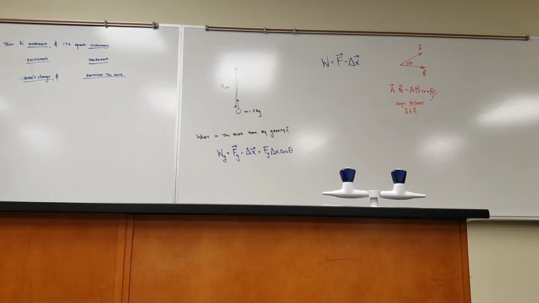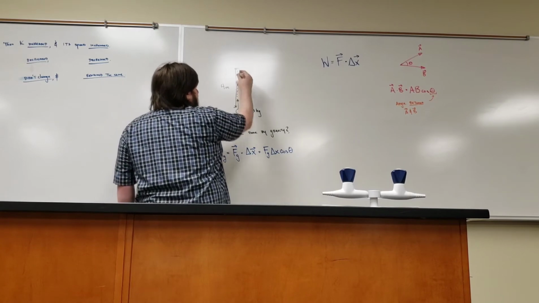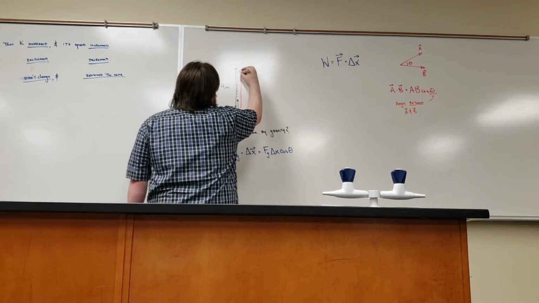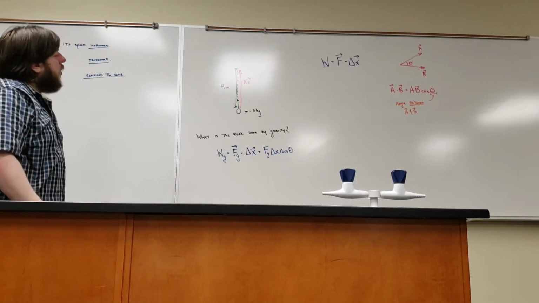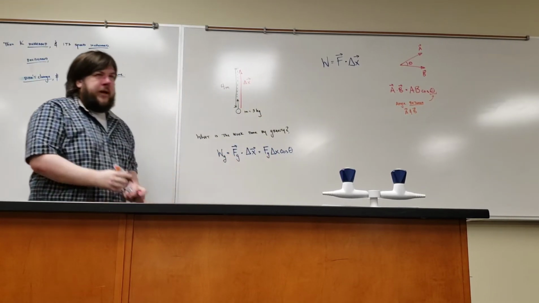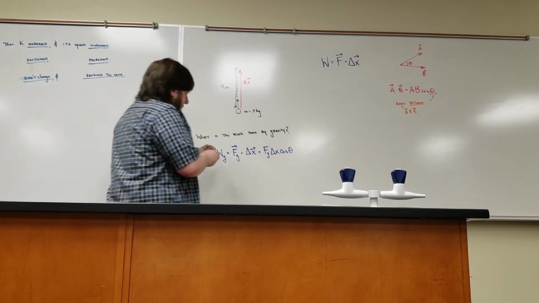Where does the displacement point if the object is moving upwards? The displacement does not point downward. It points upward. It points in the direction that it moves. If it starts here and it ends here, then the displacement points upward. Where does the force of gravity point? Downward, right? Gravity always points downward.